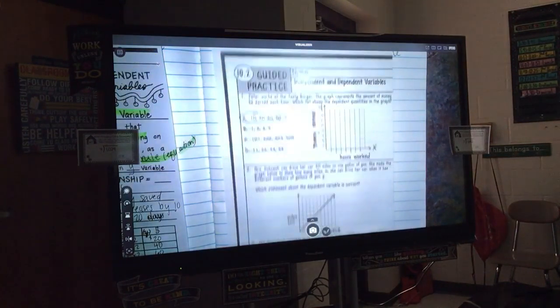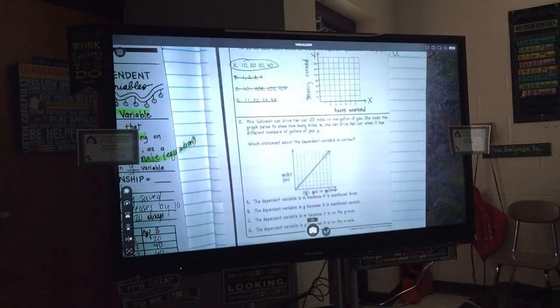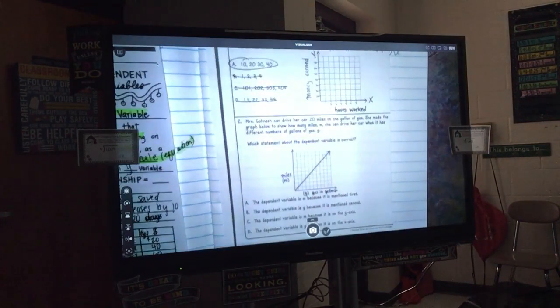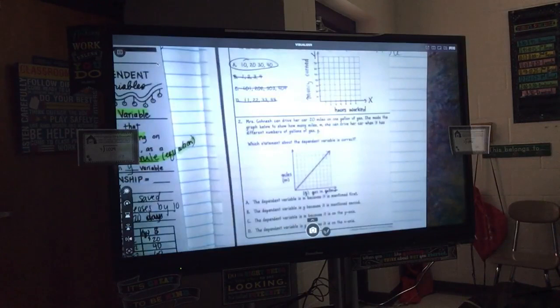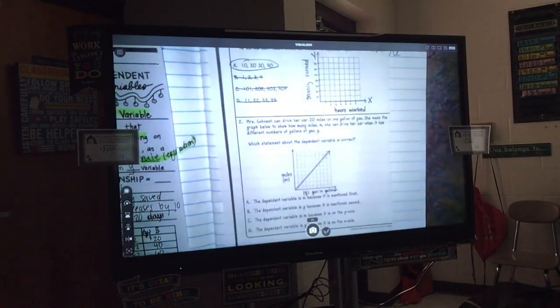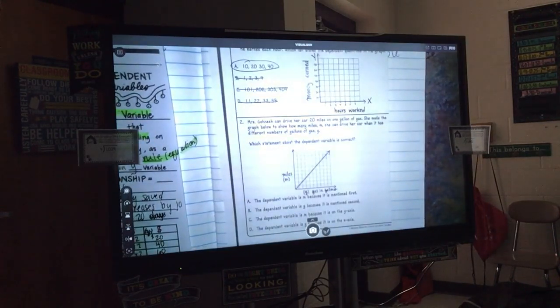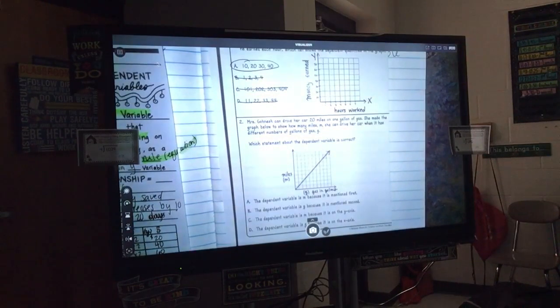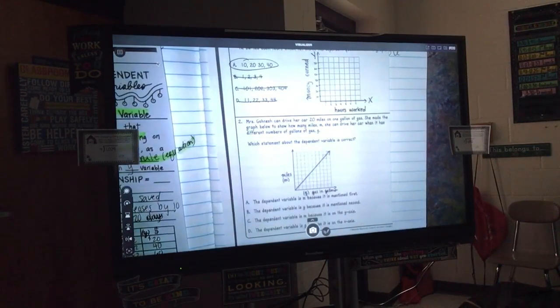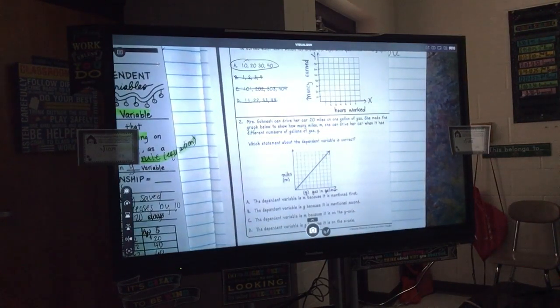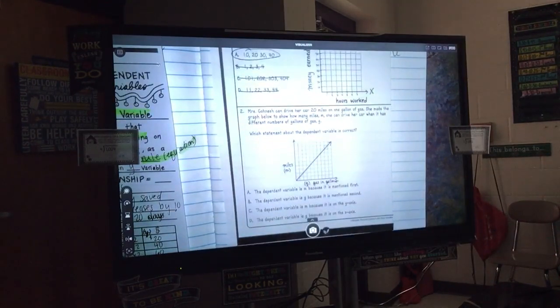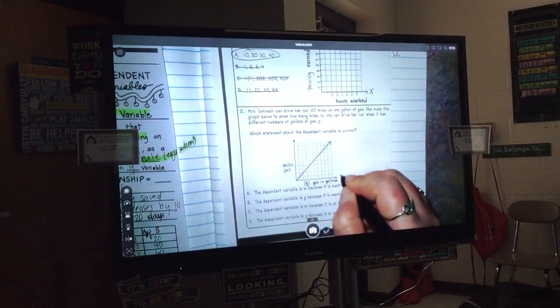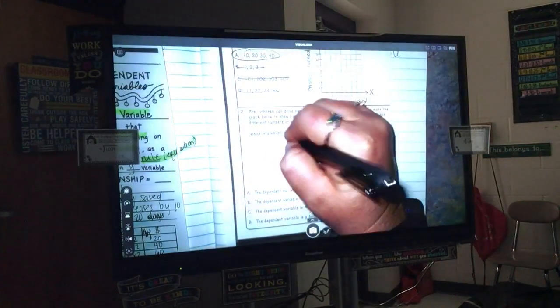Alright, number 2. Mrs. Ganesh can drive her car 20 miles on 1 gallon of gas. She made the graph below to show how many miles she can drive her car when it has different numbers of gallons of gas, G. Which statement about the dependent variable is correct? So again, this is our X, this is our Y.